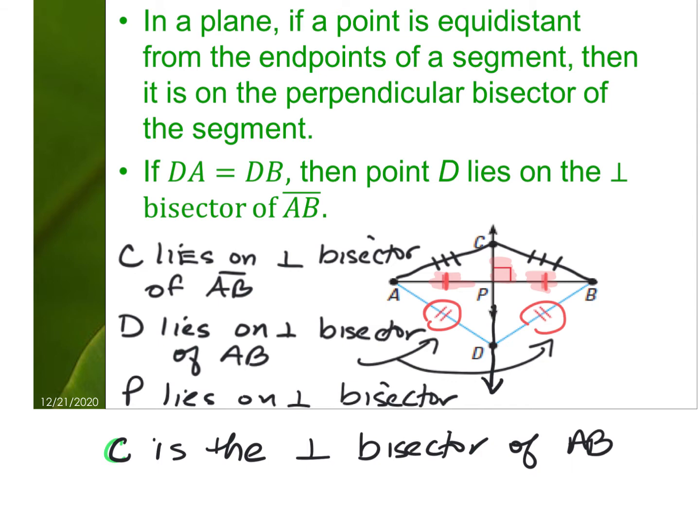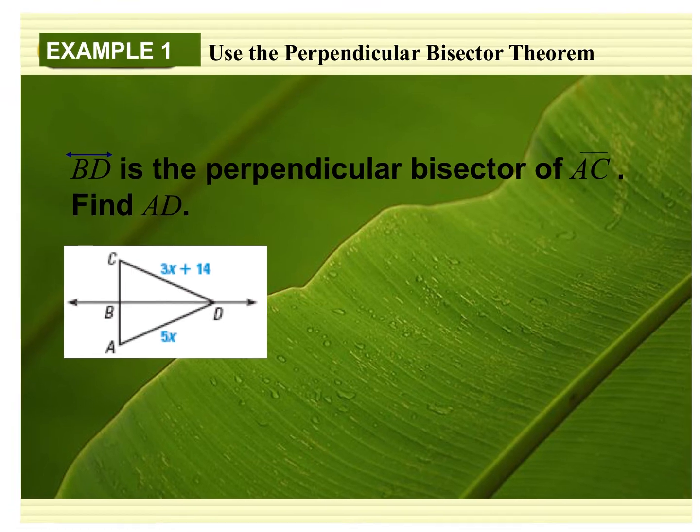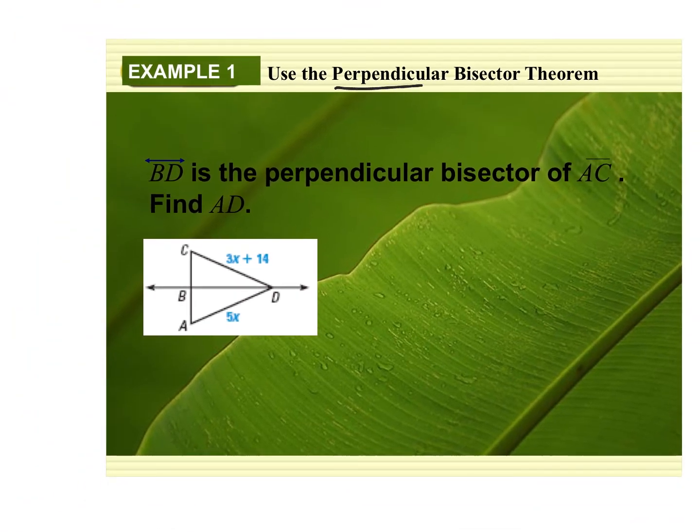Let's go ahead and do some examples using both the theorem and its converse. So the first one, I'm actually going to use the perpendicular bisector theorem. Here they're telling me that BD is the perpendicular bisector of AC. It wants me to find the length of AD.